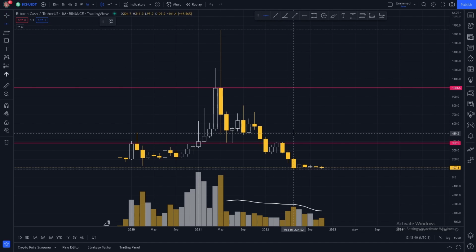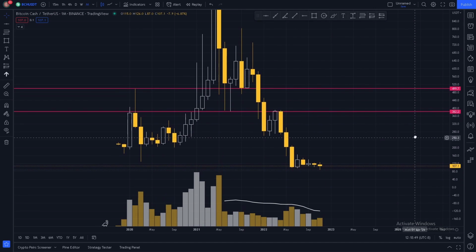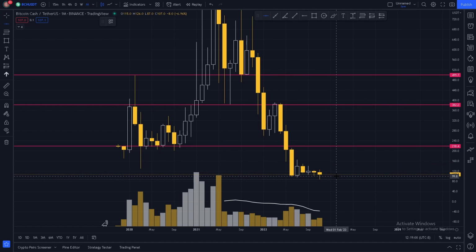Now we also notice another key level right here. Price came down, and this level acted as support before breaking right through. Now we also notice a key level here, as price acted as support multiple times, and we notice our monthly swing low here.